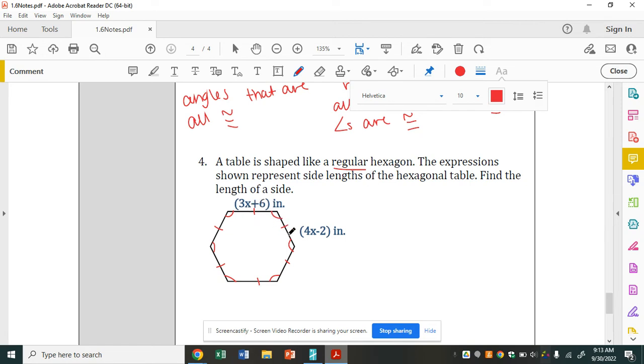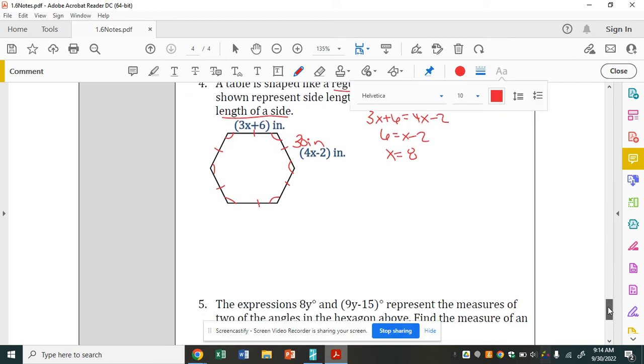So if we know that all the side lengths are congruent and we have these measurements here, we can set 3x plus 6 equal to 4x minus 2. You could solve this, so you could subtract the 3x and get 6 equals x minus 2, and you can add the 2 to get x equals 8. So if we wanted to find the length of the side, we could do 4 times 8, which is 32. 32 minus 2 gives me that each side is going to be 30 inches, and you could plug it in here as well. 3 times 8 is 24. 24 plus 6 still tells you that it's 30. So you could use that to check your work. Make sure that everything here that's given to you will end up being 30 inches.